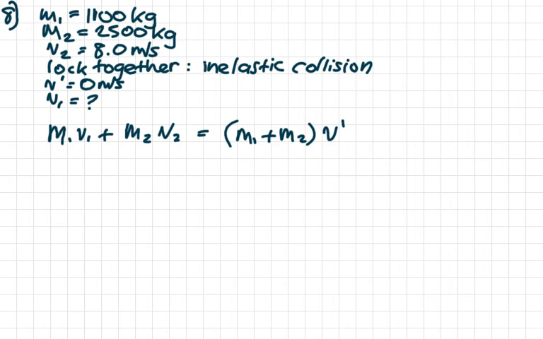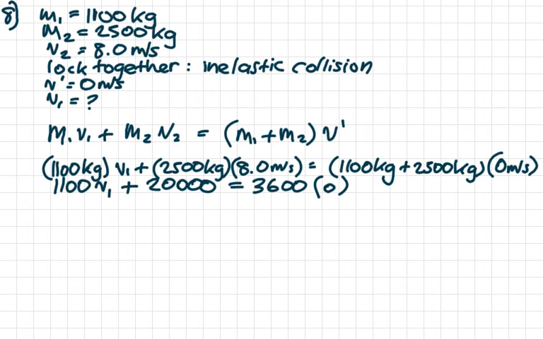They lock together so the masses join after the collision, and then we're solving for v prime. I'm sorry, we're not solving for v prime, where v prime is 0. We're solving for v1, which is the speed of the car before the collision.